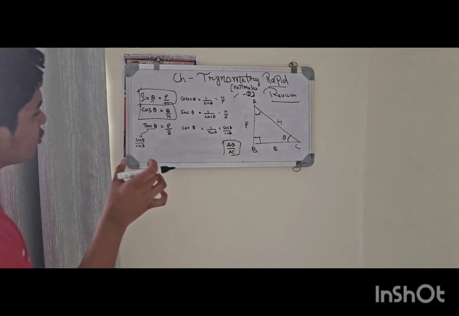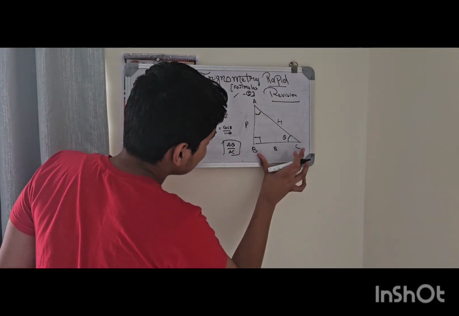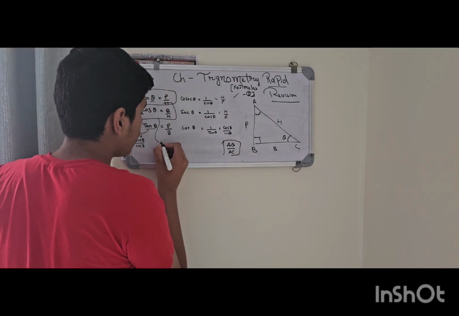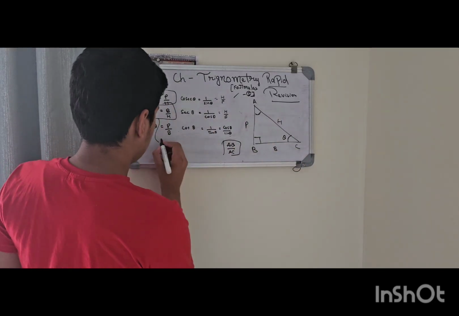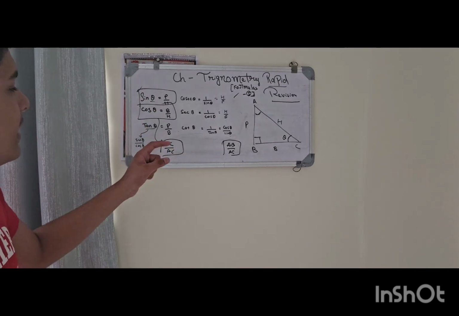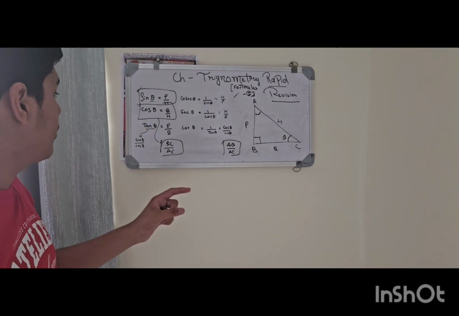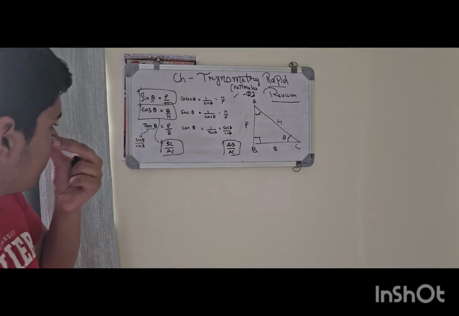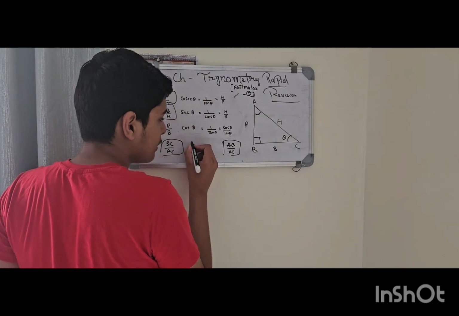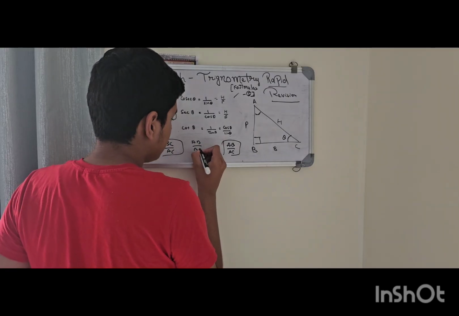Now, cos theta is equal to base by hypotenuse. So here cos theta will be base by hypotenuse, that is BC by AC. Simple. Like this, tan theta is equal to P by B, perpendicular by base. So this one will be AB by BC. Okay, simple.